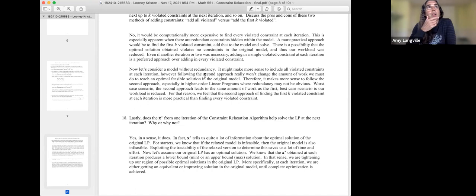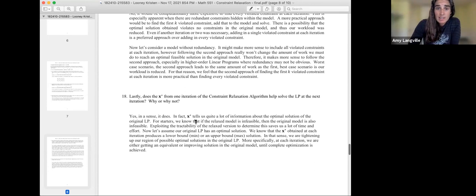A couple groups talked about doing it both ways. Maybe this is May and her group talked about they did it both ways, adding all of them, counted how many iterations it took, added like 10 or something, and saw how many it took. So that's a great way to check it and see what happens.